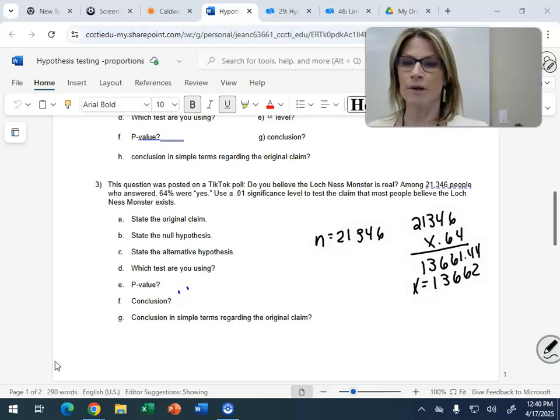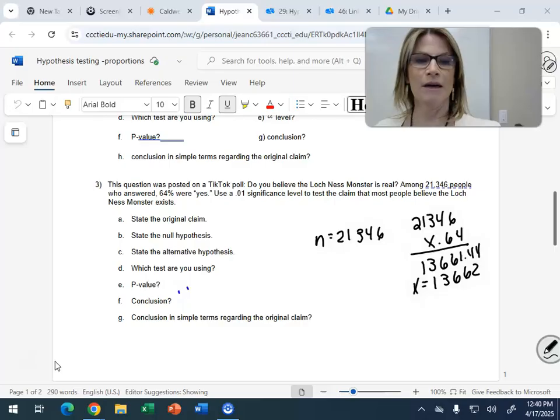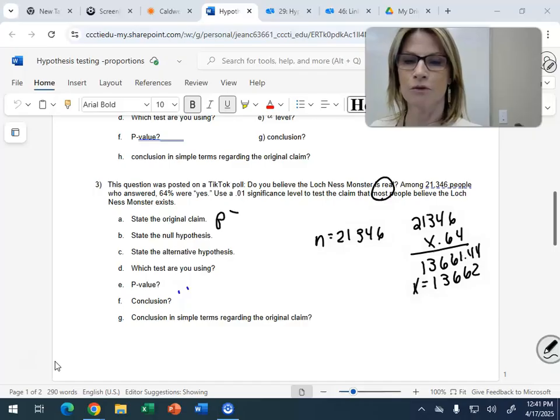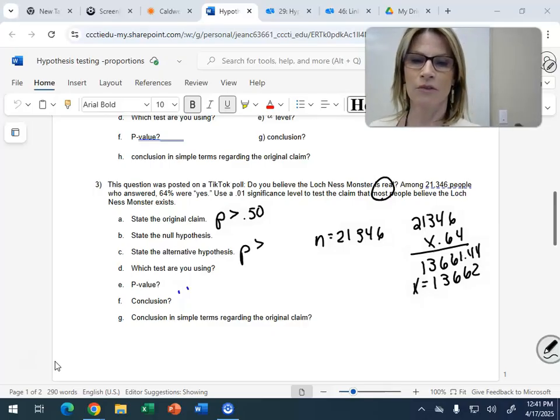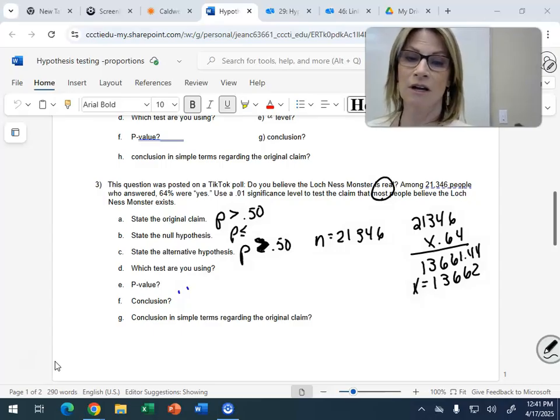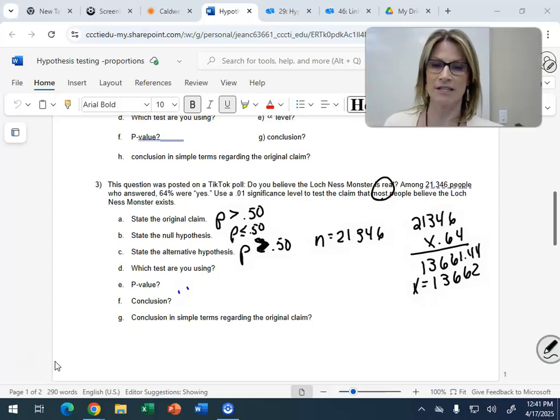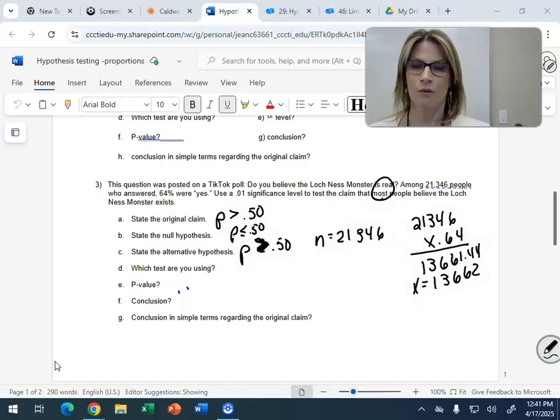State your original claim. It said, test the claim that most people believe in the Loch Ness Monster. Most means more than half. So the claim is that more than half of the people believe in the Loch Ness Monster, or the null is that 50% of the people or less believe in the Loch Ness Monster. We're doing a proportion test for hypothesis, and let's go do that test.